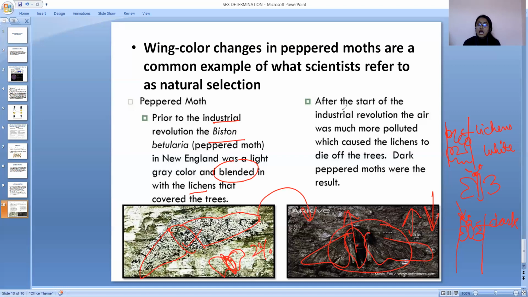That covered the tree. After start of industrial era the air was much more polluted, which causes the lichen to die off in trees. Dark peppered moth were a result. I already have told you why. Because when the bark become dark, white color peppered moth become visible and eaten by predators, while the dark color peppered moth start camouflaging themselves and will survive. This is a natural selection, very interesting factor of heredity and evolution.